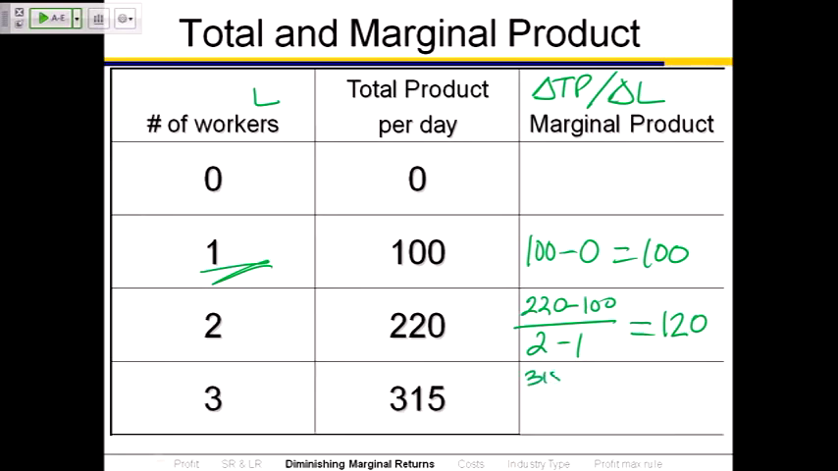Suppose with 3, we are able to get 315. 315 minus 220 over 3 minus 2 is 95 on a good day. Think about Yogurt Park. Yogurt Park has only 3 machines and has had only 3 machines for the last 2 or 3 decades. Imagine if they tried to put 6 workers behind the counter at Yogurt Park. Couldn't do it. There's only 3 machines. They have to share those machines.